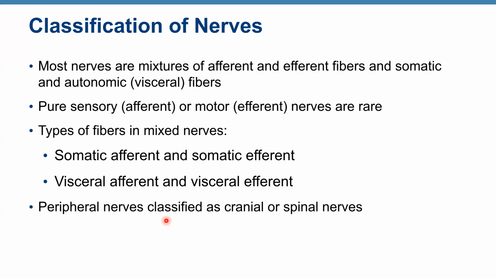Peripheral nerves are also classified as cranial or spinal. And it depends on where they connect to the central nervous system. Cranial nerves, they are connected to the brain. Spinal nerves, they are connected to the spinal cord.